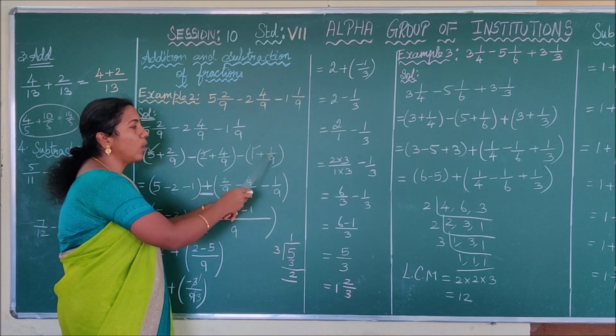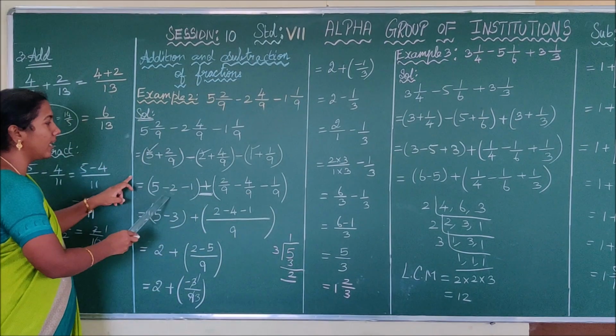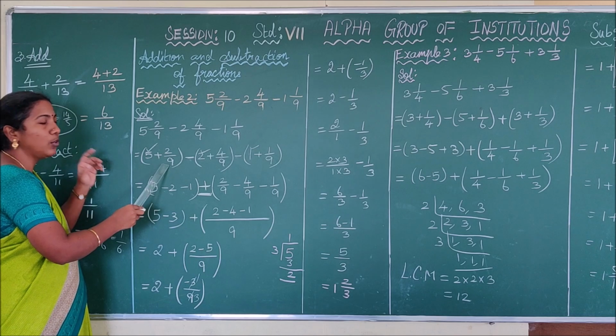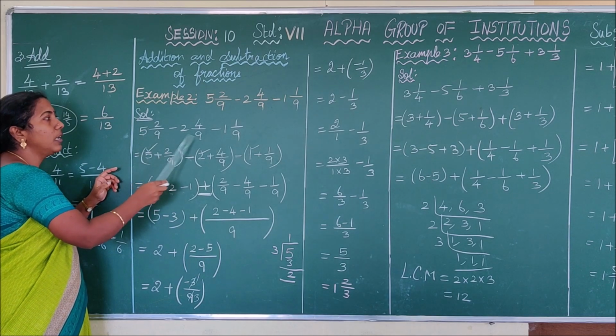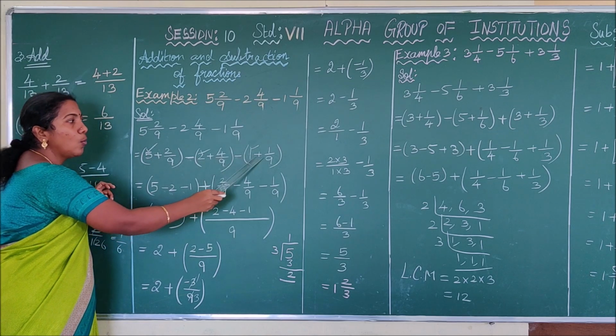Similarly, how can you write 1 by 9? Minus 1 by 9. Square children, see here, listen carefully. First step you have to write the question. In the second step you have to include the plus symbol between the mixed fraction. That is 5 plus 2 by 9, 2 plus 4 by 9, 1 plus 1 by 9.